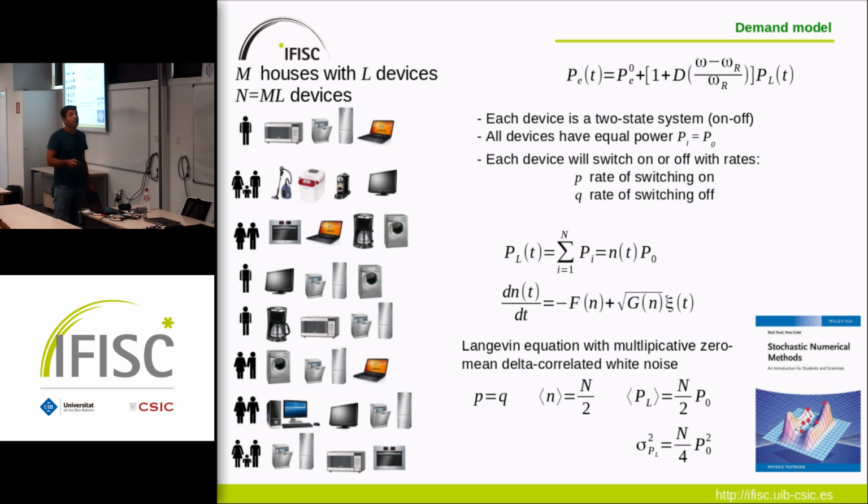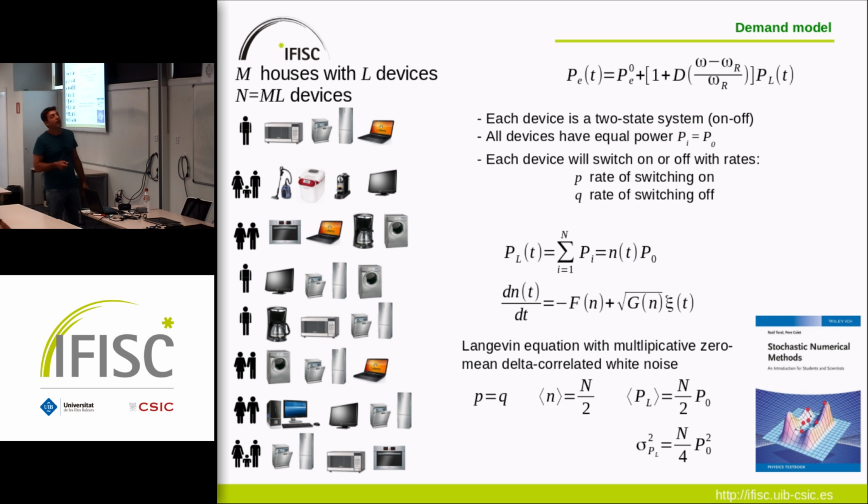As a matter of fact, this stochastic problem is well known. It is N particles with two states, with switching rates P and Q between these two states. And you can solve this problem exactly, and this is done in the book. I made some propaganda here. This is the book of Raul Toral and Pierre Collet about stochastic processes, and it's solved there exactly analytically.